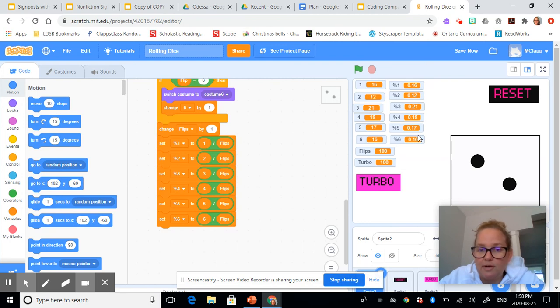And so you can talk about how these are getting closer and closer, because the bigger the amount of times that you roll, the closer your theoretical and your experimental is going to be. You can set your turbo to 1,000. You can set it to 1,000,000. It's up to you, but then you can definitely have your students start communicating the results of these experiments. So hope that helps.